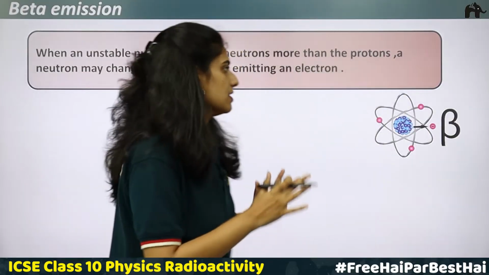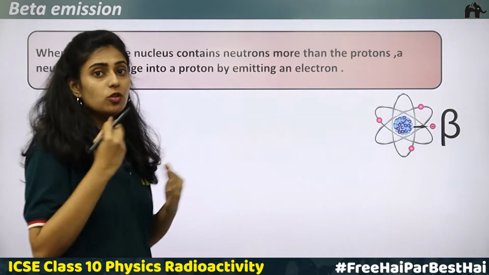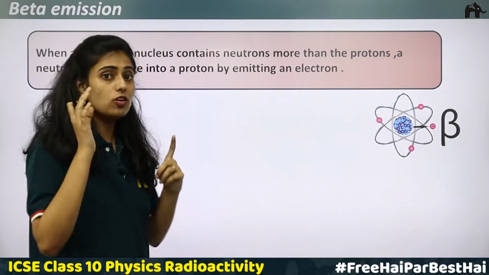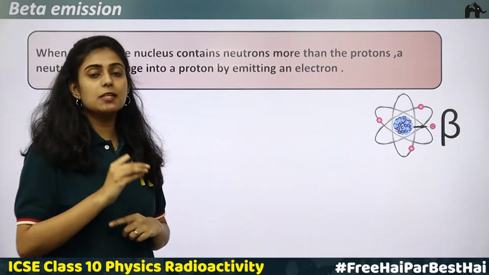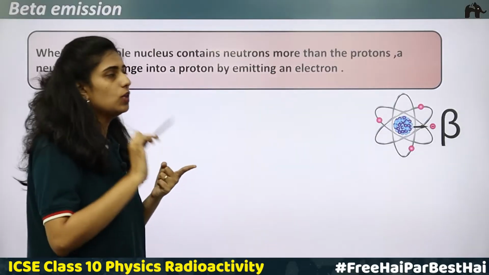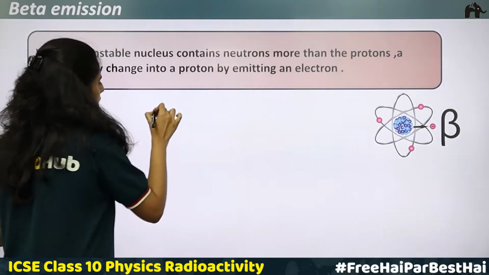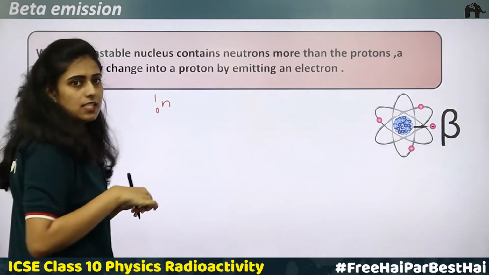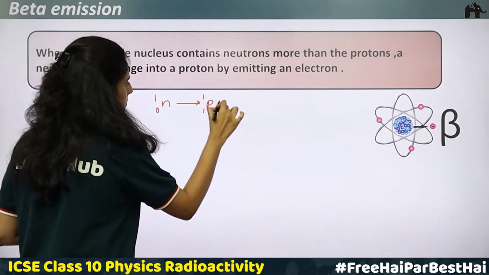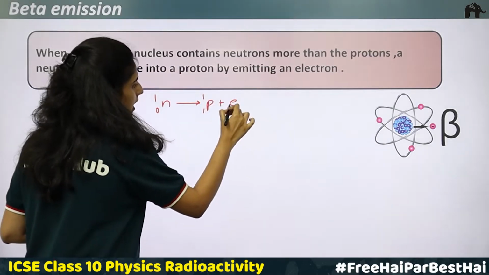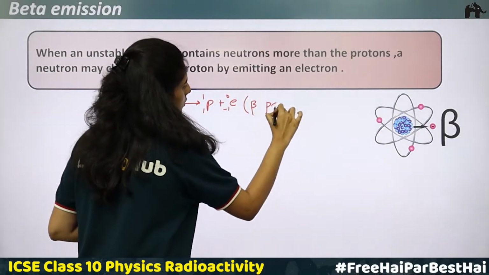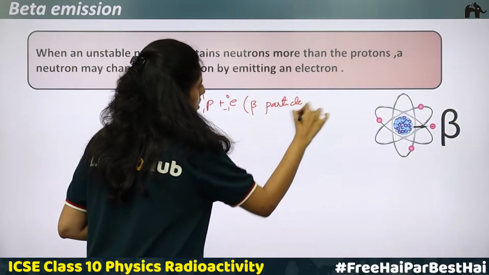What actually happens is, in this case also, when the number of neutrons is greater than the number of protons, a beta particle is emitted. Now what is a beta particle? A beta particle is nothing but an electron. So here a neutron changes into a proton. For example, neutron, this is how you can represent a neutron. This neutron changes into a proton and then there is an electron. This electron is called a beta particle. Beta particle emission happens.